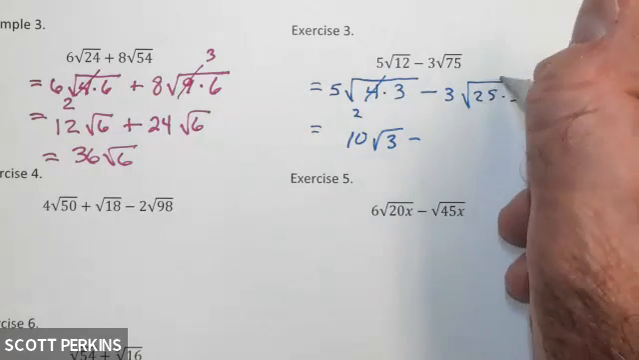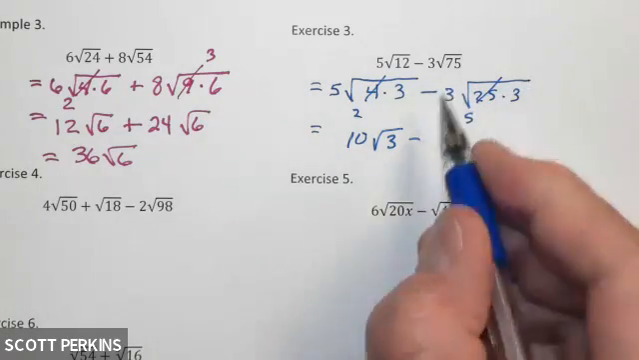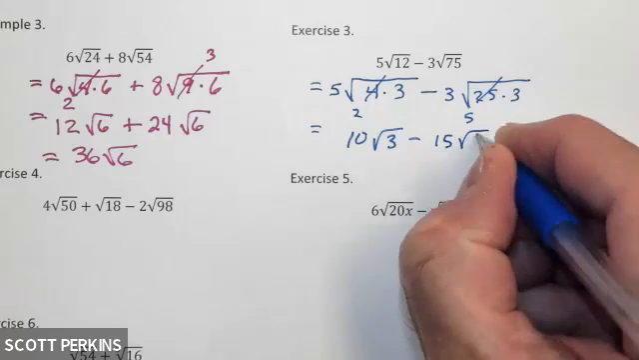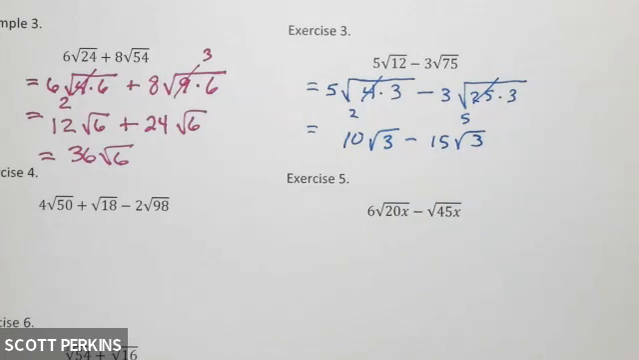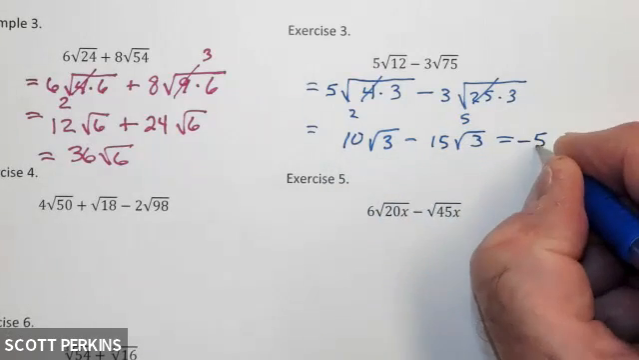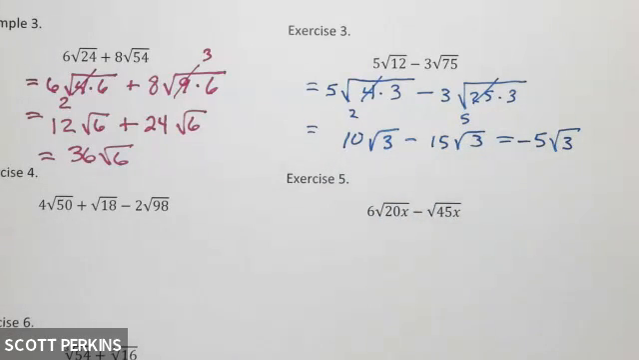Square root of 25 is 5. So what's the coefficient now? 15 square root of 3. Again, they turned out to be like terms because otherwise it wouldn't be as fun. So 10 minus 15 is negative 5 square root of 3.